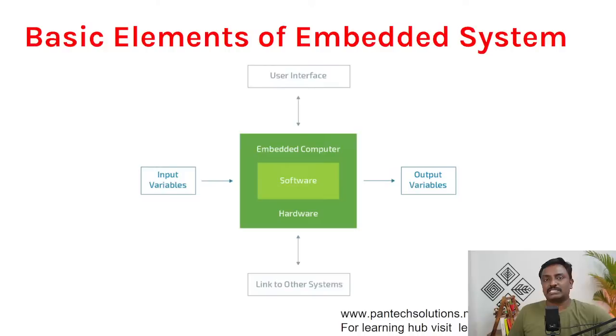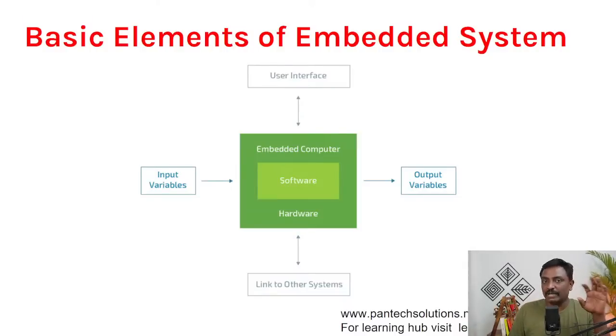First, we'll start with the basic elements of embedded system design. What are the components in embedded system design? Basically, you have the input variables and the output variables, and you have the user interface for programming or to give input to the controllers. You also have links to other systems, interfaces used to connect this embedded system with other microcontrollers, other embedded systems, or other processors.